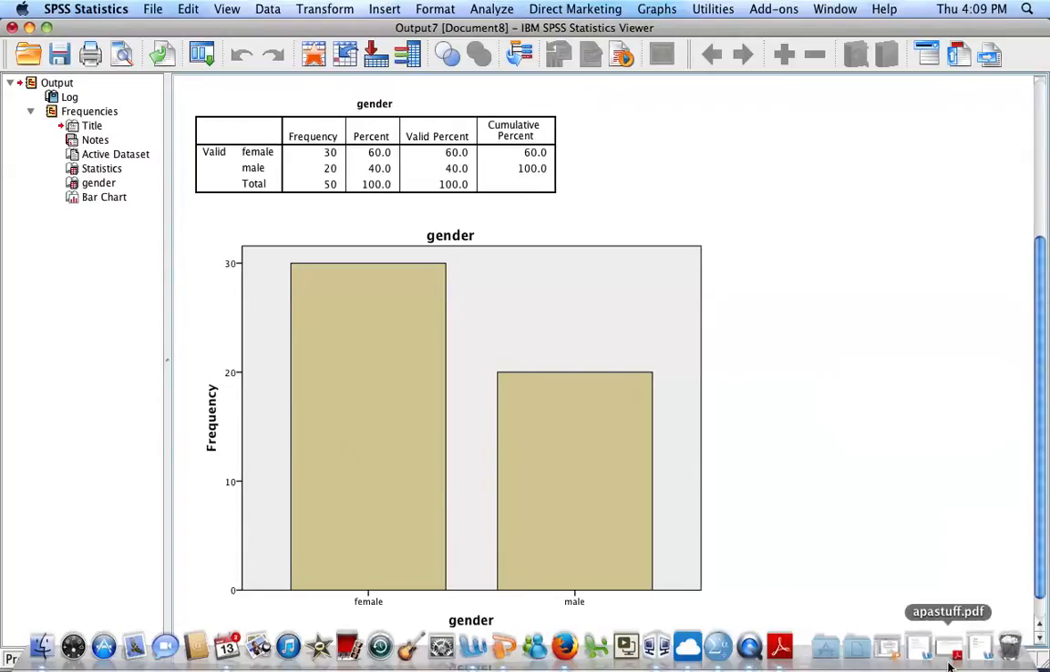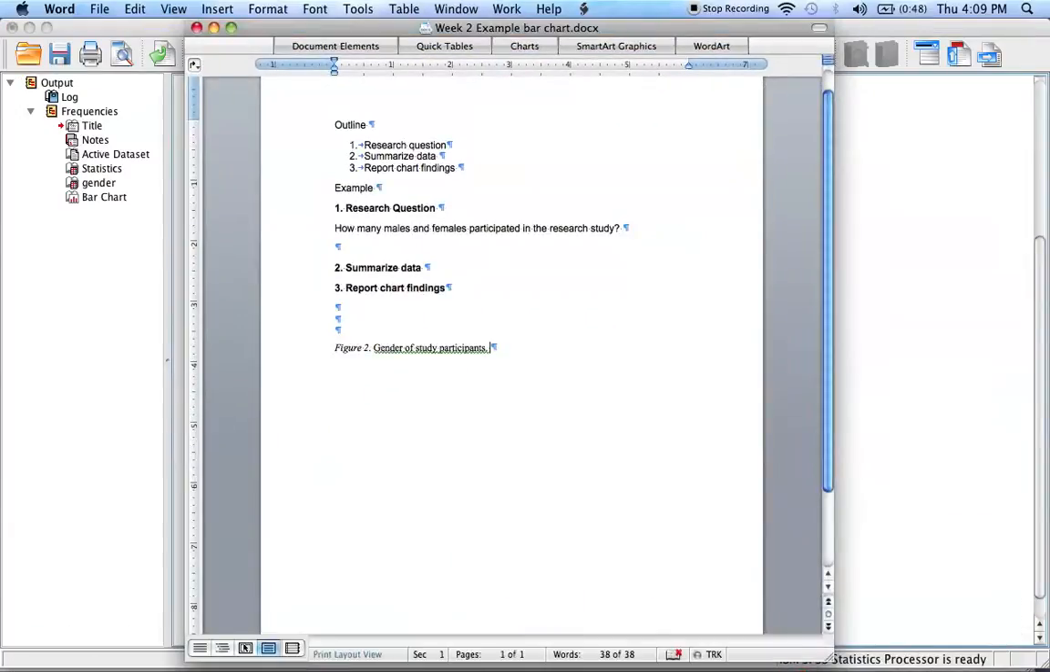Okay, so how do we write these up? You should include your research question. In this case, how many males and females participated in the research study? You can summarize your data. That means presenting something like the mean, the median, the mode, and then reporting your chart findings.